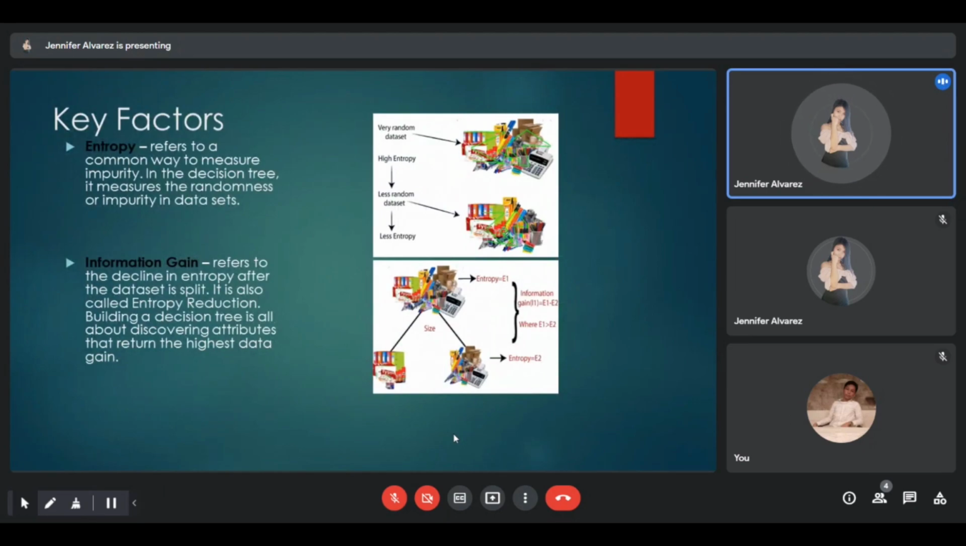So, mga key factors. Entropy refers to a common way to measure impurity. In the decision tree, it measures the randomness or impurity in datasets. So, ito yung makikita. Minimeasure nyo yung impurity sa mga data. Yung pangalawa is information gain. It refers to the decline in entropy after the dataset is split. It is also called entropy reduction. Building a decision tree is all about discovering attributes that return the highest information gain. Ito naman yan.